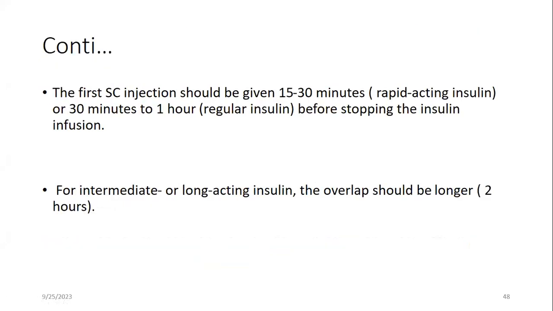So when you are transitioning, this patient has been on an infusion. So the first subcutaneous injection should be given 15 to 30 minutes, if you are transitioning using rapid acting insulin, or 30 minutes to 1 hour if you are using regular insulin, before stopping the insulin infusion.